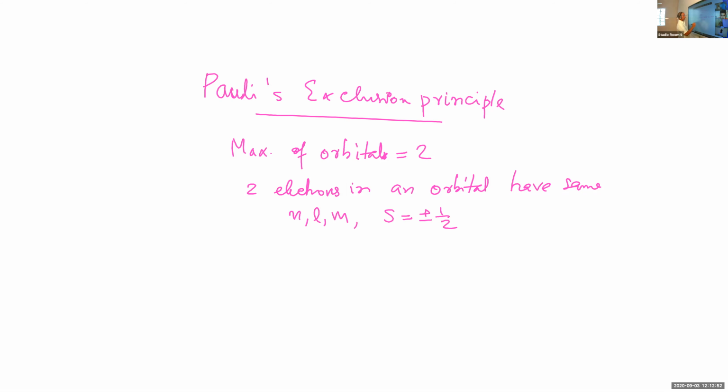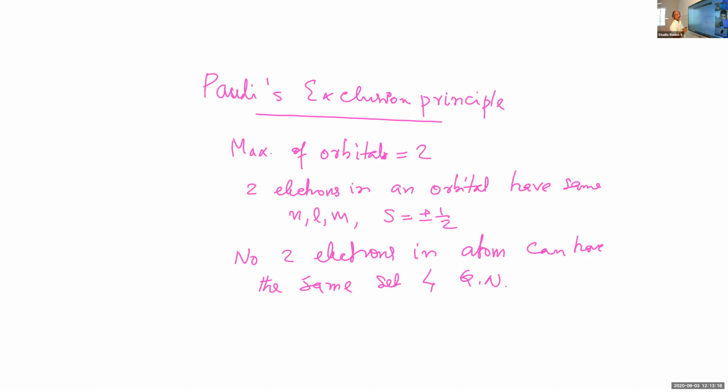No two electrons in an atom can have the same set of four quantum numbers. Maximum three quantum numbers will be the same, then the fourth, minimum, the fourth quantum number should be different.